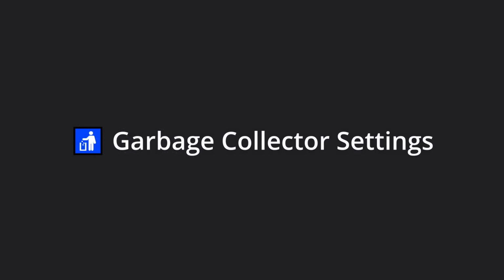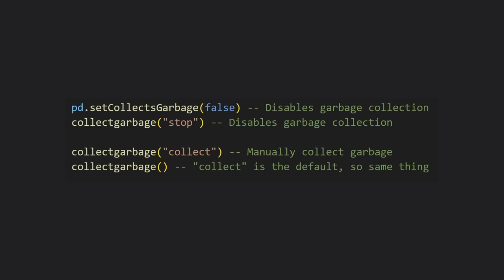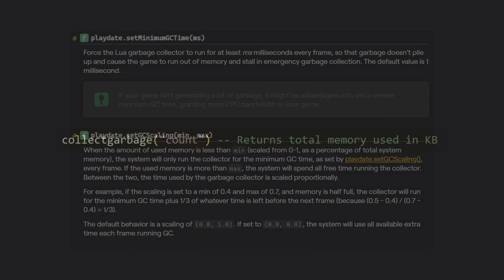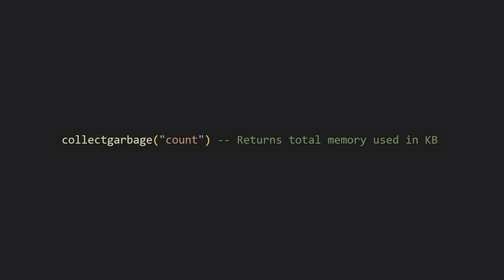As a bit of an advanced technique, you can actually mess with the settings of the garbage collector. For example, you can pause the garbage collector and then manually collect garbage so that you can choose to run it when there's some downtime. The docs say that you can call this setCollectGarbage function to pause it, but I did see a report that it's potentially bugged, so you can try calling collectGarbageStop instead. You can manually collect garbage with collectGarbageCollect or just collect garbage. You can adjust how long the garbage collector runs for with set minimum GC time and set GC scaling. And you can call collectGarbageCount to show how much total memory is being used to help debug memory issues.